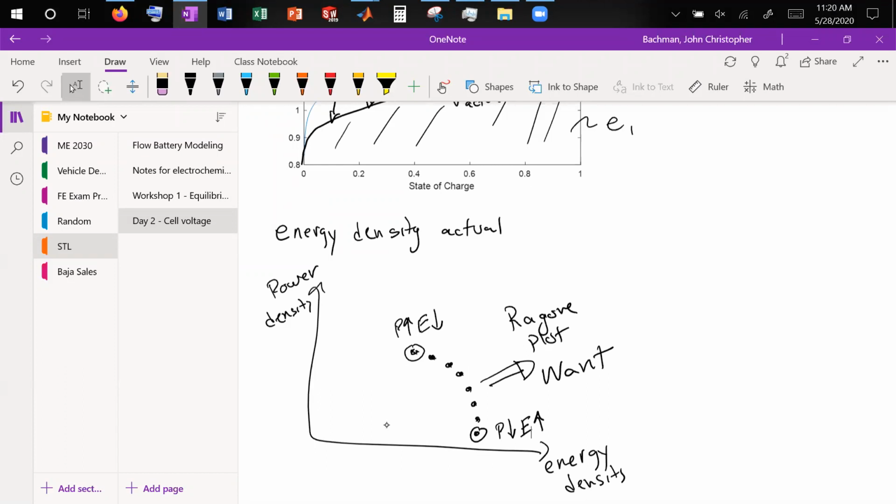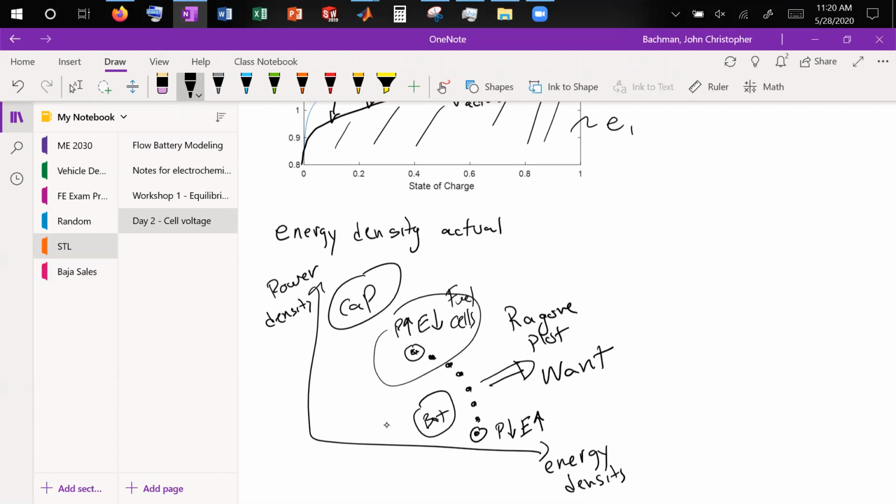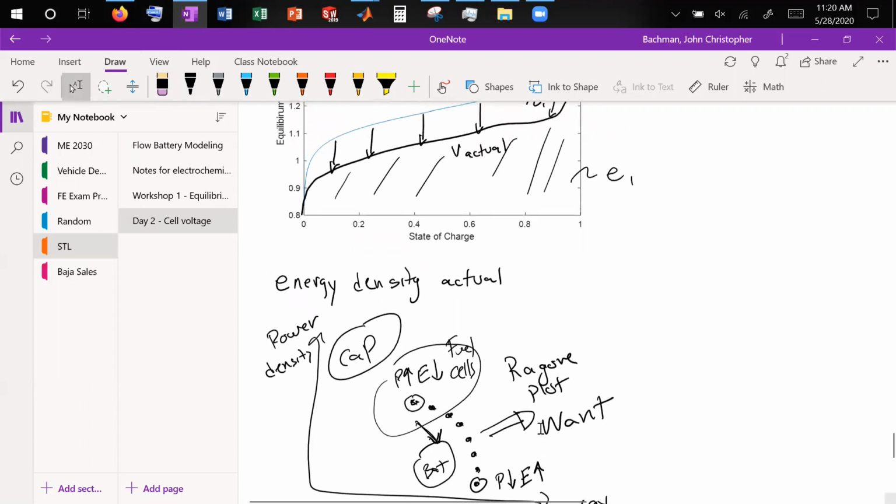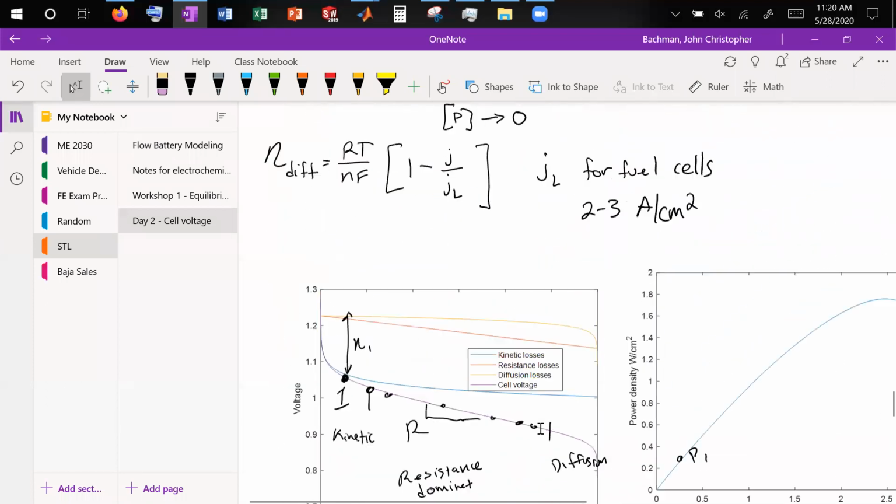You're going to have capacitors up here, right? Batteries are down here. Fuel cells are somewhere in the middle. Fuel cells are a little bit weird in that they don't really have an energy density. It kind of depends on their tank. But I think they're probably somewhere down here, closer to the batteries. Actually, they're probably pretty close to each other. So you could start to compare different technologies.